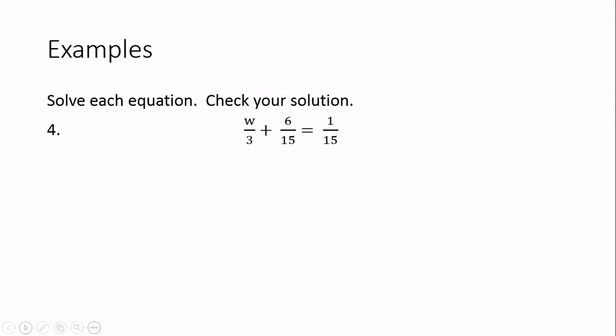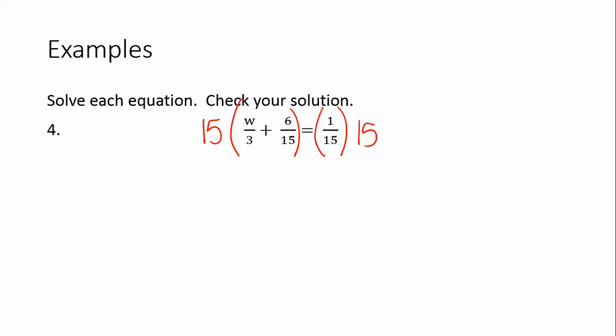except this time when you see w over 3 plus 6 over 15 equals 1 over 15, hopefully you're recognizing here we don't have the same denominator. So we have to fix that by multiplying by their common denominator, the least common multiple of the two. So 3 and 15 both go into 15. I'm going to draw it like this. We want to multiply both sides by 15.